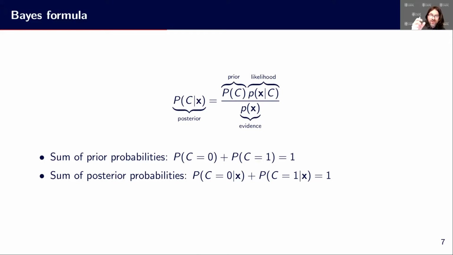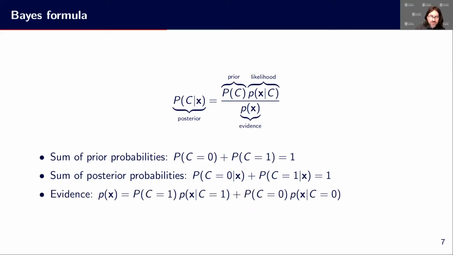Then we are looking at the posterior probabilities. Given X, the X is coming either from C equal to 0 or C equal to 1. So the sum of the probabilities of the posteriors is also equal to 1. It cannot come from something else. So this is equal to 1.